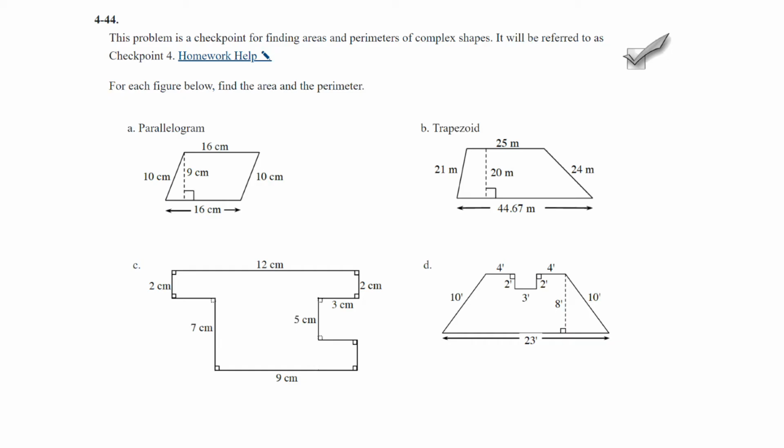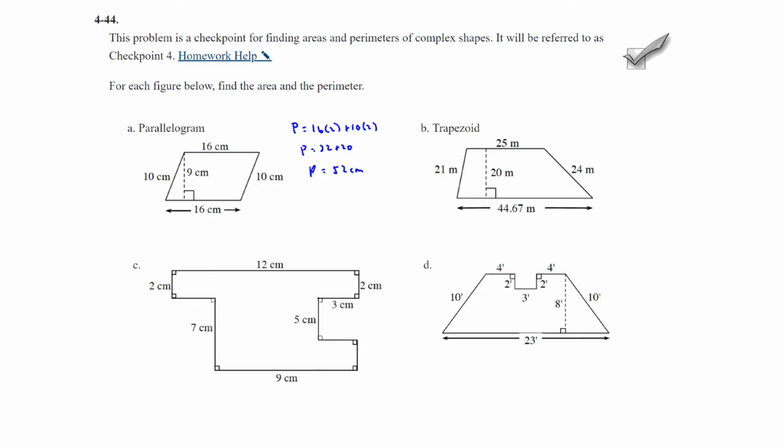Question 44. This problem is a checkpoint for finding area and perimeters of complex shapes. It will be referred to as checkpoint 4. For each figure below, find the area and perimeter. So in the first one, we can find the perimeter by adding up all the sides, or in this case, we can take 16 times 2 plus 10 times 2. So the perimeter is 32 plus 20, or 52 centimeters.